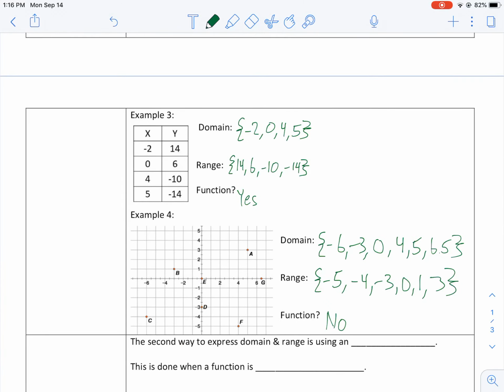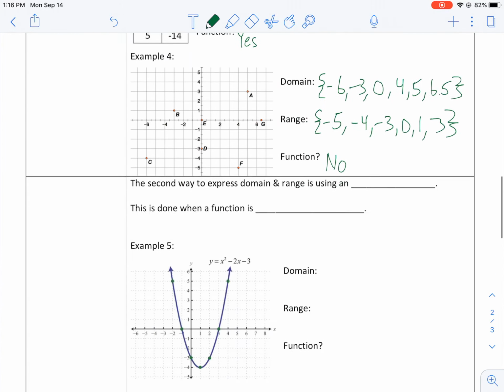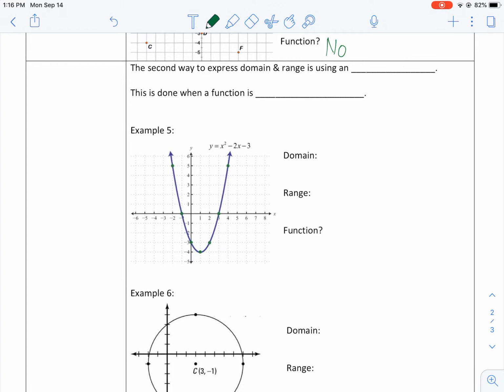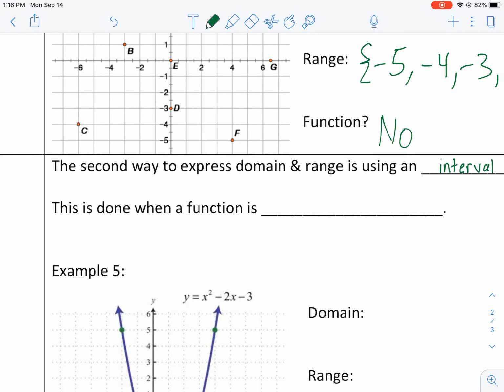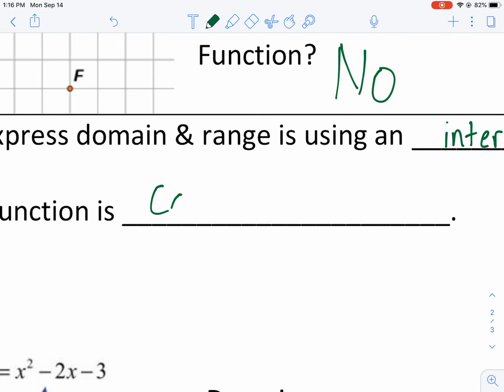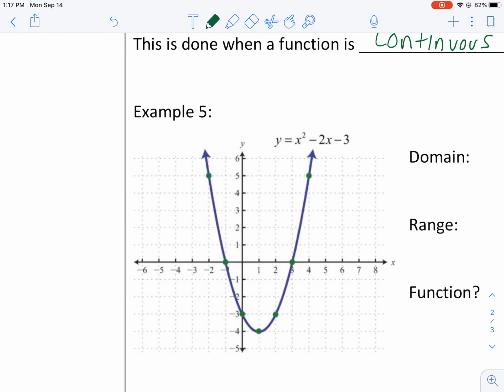So pay attention to that. This is the first way that domain and range is written. You use the curly brackets and you just list out the numbers. The second way to express domain and range is using an interval. An interval is used when a function is continuous. If you don't know what continuous means, continuous means all the points are connected and your line is unbroken.